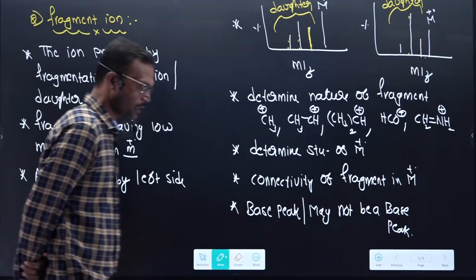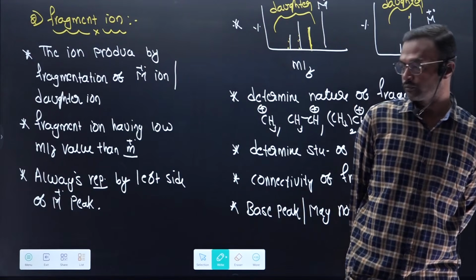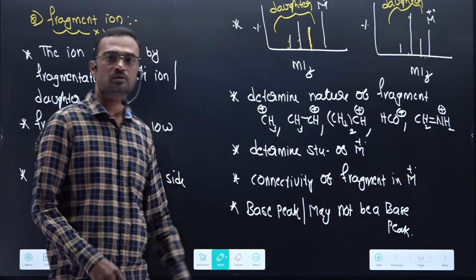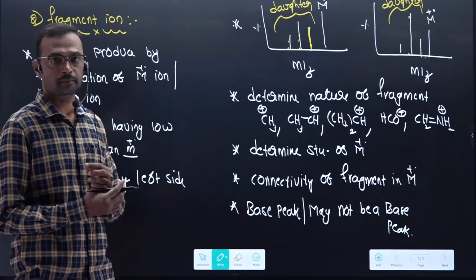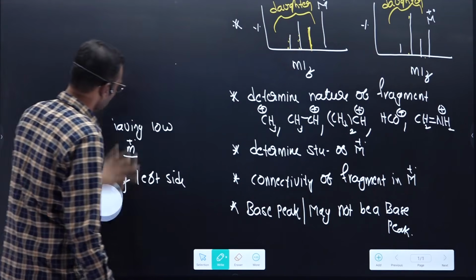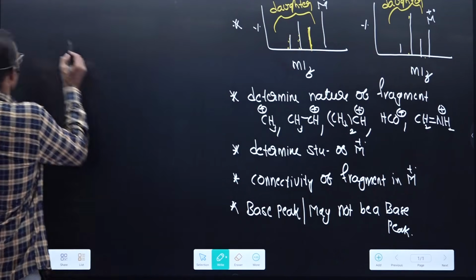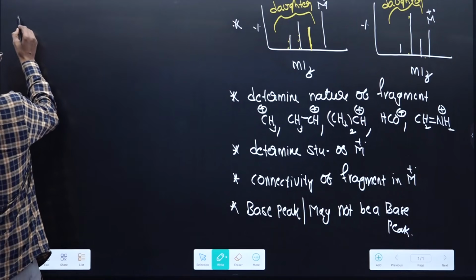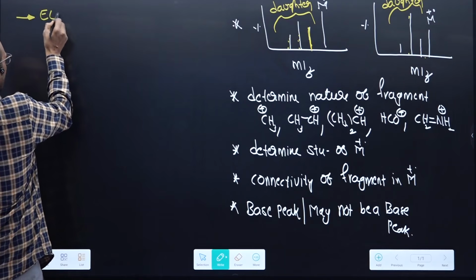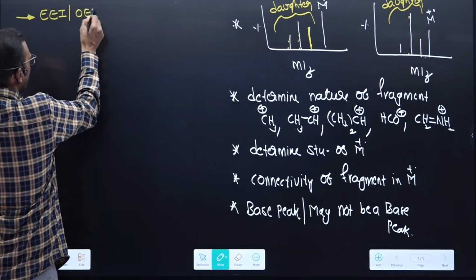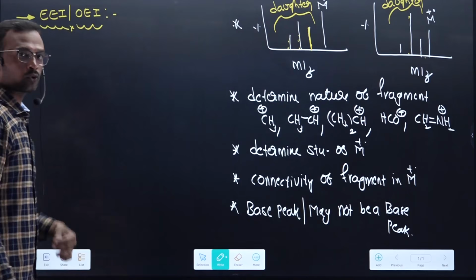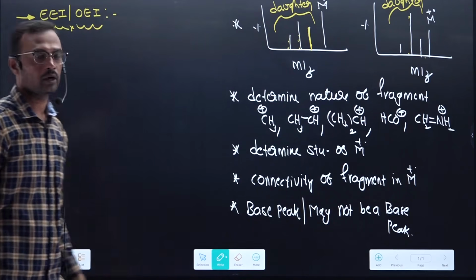So that is about fragment ion as well as molecular ion. Next, the two ions we are going to discuss at a time are the even electron ion as well as the odd electron ion. So the fragment ion and molecular ion are both ways to represent things in mass spectrometry. The third and fourth ions will be discussed at a time: even electron ion and odd electron ion.